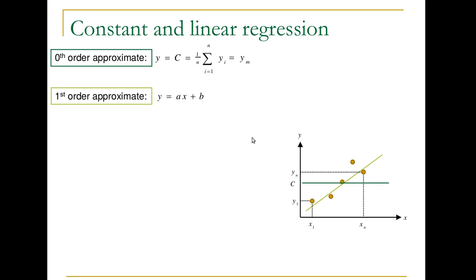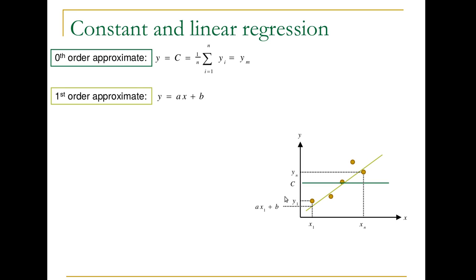We could also use a first order approximate. We can really use any order approximate that we want, but we'll look at first and second order approximates, and higher orders too. But for right now, first order approximate shows that y is ax plus b. So given these data points, we would pick a line to predict future values of y. If we measure an x value, then that would give us a value for y.